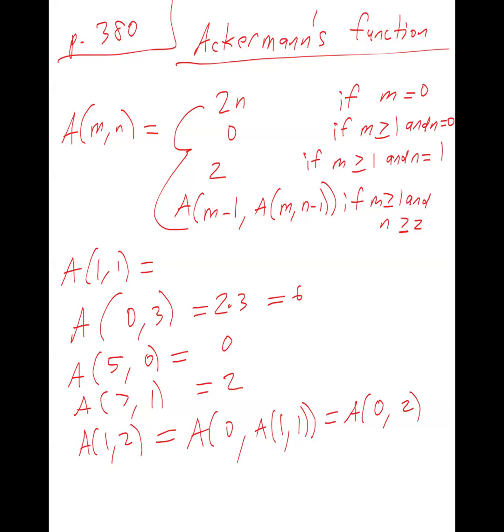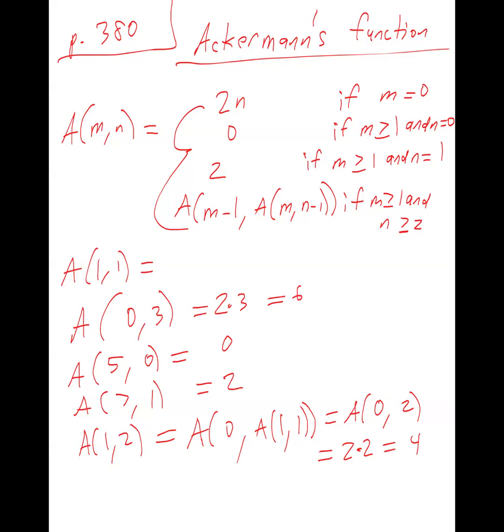And now that you have a of 0, 2, what is a of 0, 2? Which of those cases applies to that? This case says if m is 0. Is m equal to 0 in that case? Yes. It equals 2 times the second number. So a of 0, 2 is equal to 2 times the second number, 2 times 2, which equals 4. So a of 1, 2 equals 4. Do you understand how it works?